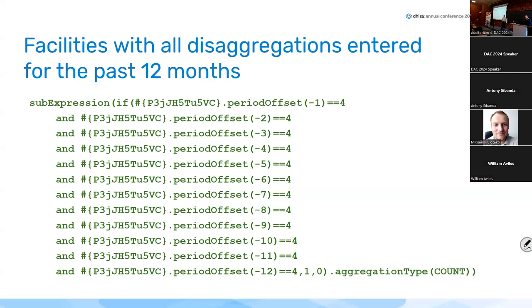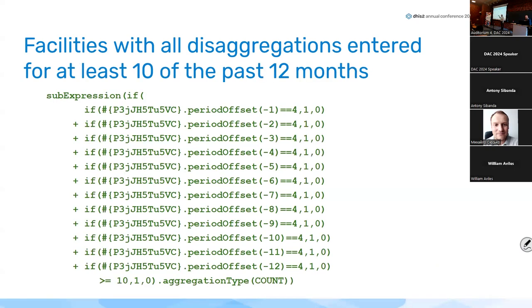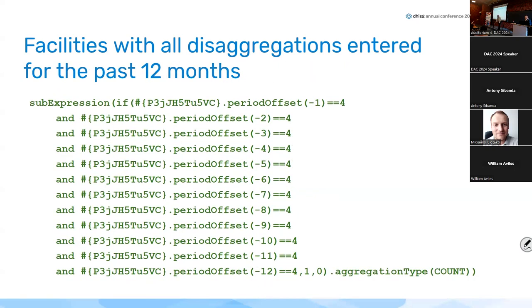I'll show you another example. Yes, it would work the same if the aggregation type was already count. But a lot of times you want things to be summed by default, but you can override it in your data element completeness formula.